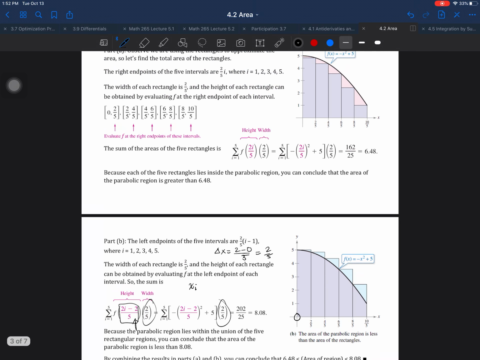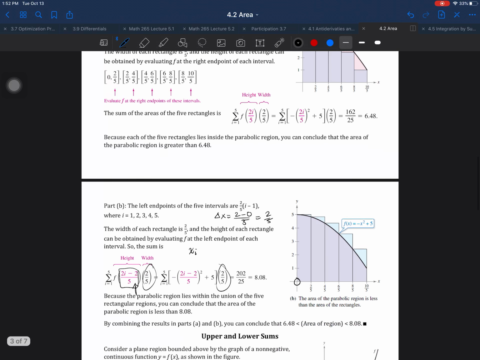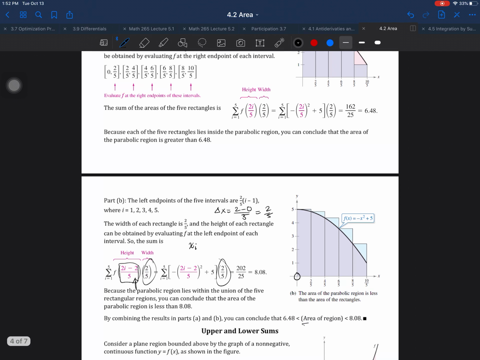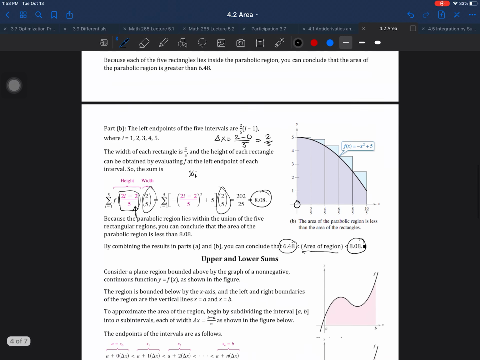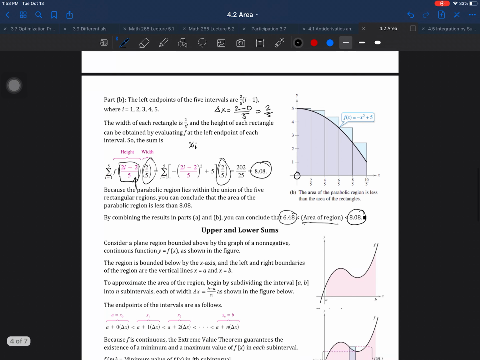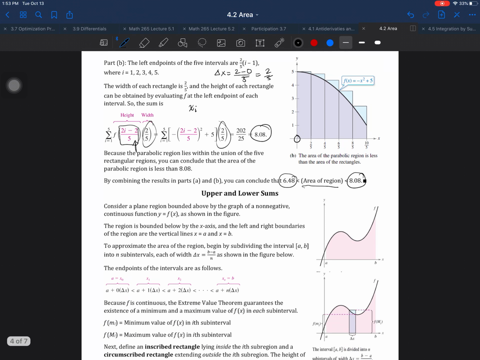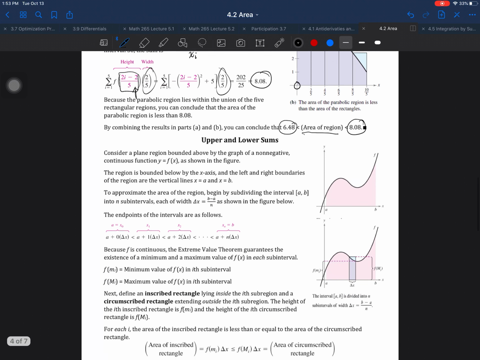I want you guys to think about that in part B, we overestimated. In part A, we underestimated the same graph, right? The same area. So we can say that the true area of the region will be between the two values, between the underestimating and the overestimating, right? All right, so we're going to get better, but I'm just trying to give you guys some context here. All right, so here we go.